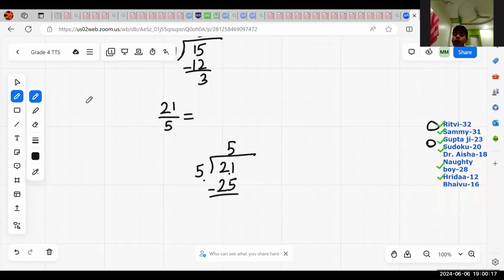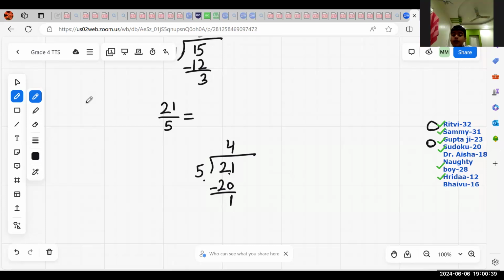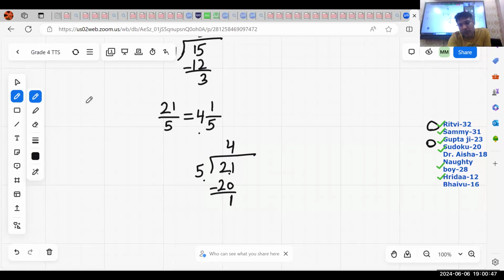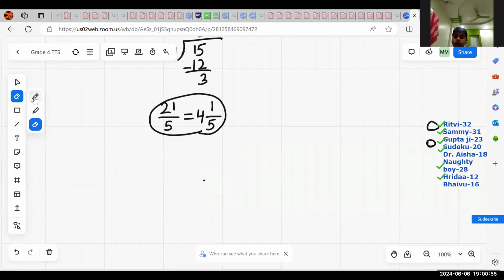Aisha, keep your camera on. What will you write बेटा? आपको 21 को 5 से division, you want me to teach you? Sir, 4 is of 5, 4. Yeah. 5 4s are 20. Remainder will be 1. So what will you write here? What will be my answer now? Tell me. Sir, 4 1/5. Now don't make a mistake in division भैया. अगर आपको नहीं हो रहा oral division तो आप copy में कर लो. Okay, sir. Next question.